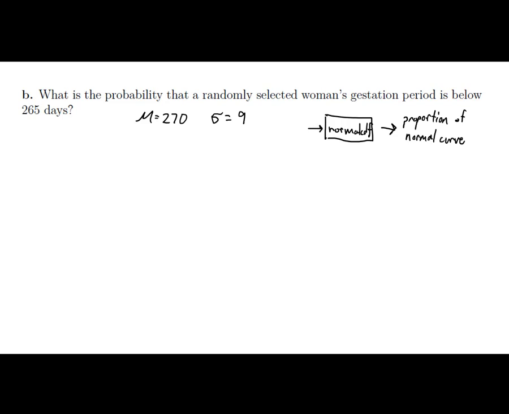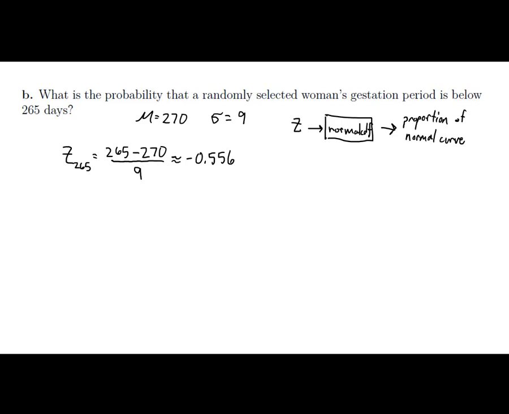And what does normal CDF eat? It eats z-scores, right? So I need to know the z-score for what I'm interested in, and in this case I only have one value. So my z-score for 265 is 265 minus the average of 270, all divided by 9, which is negative 0.556.